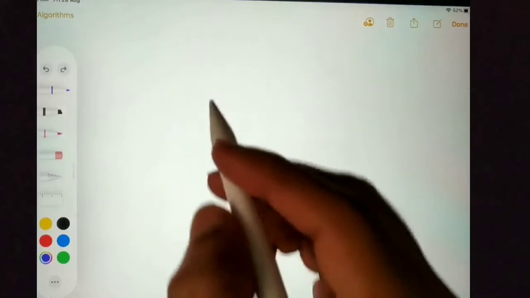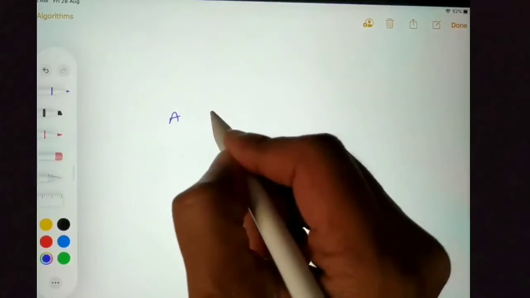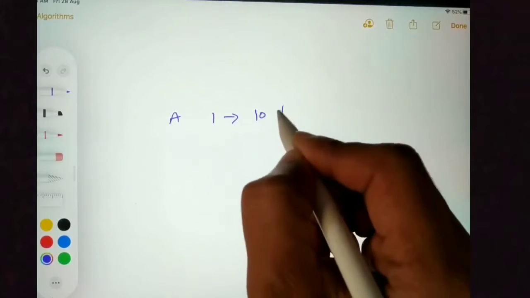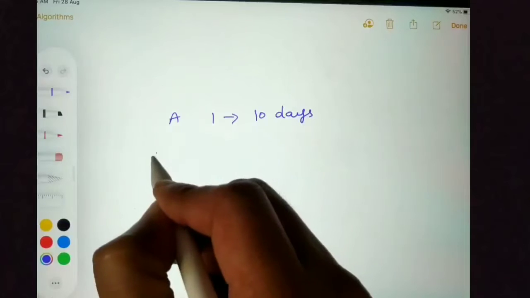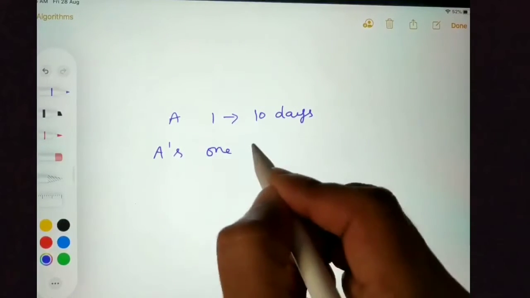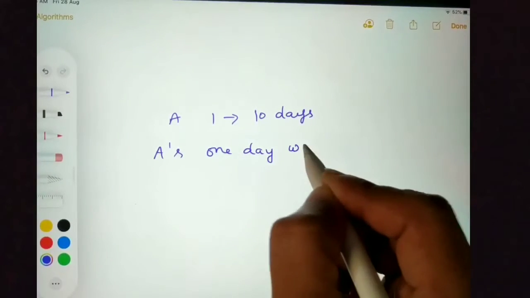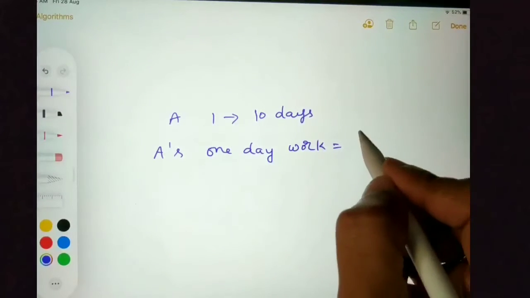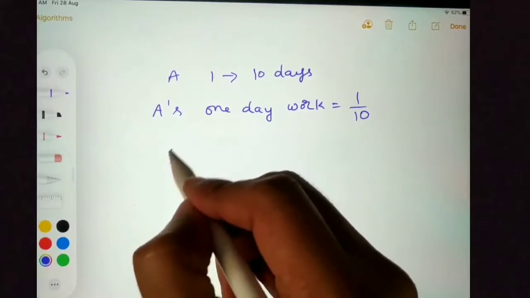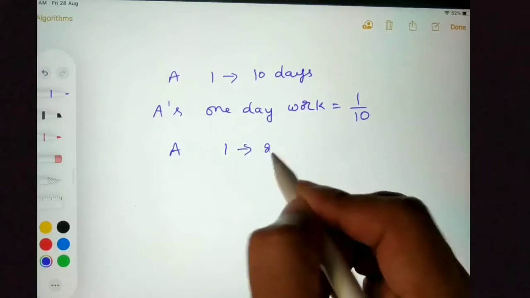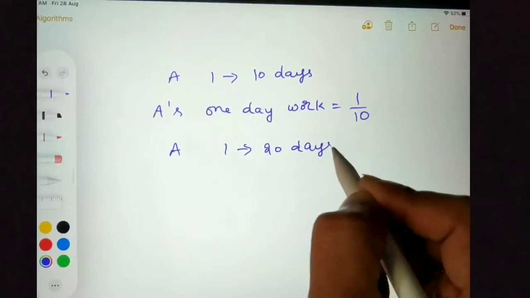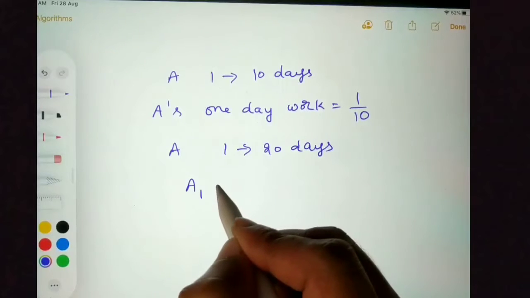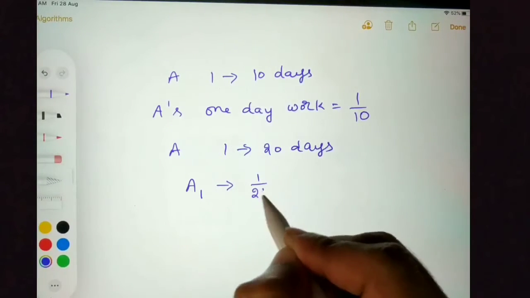Now we will discuss problems related to time and work. Before going into actual problems, we need to know a few things. For example, if A can complete a task in 10 days, A's 1 day work will be equal to 1 by 10. If A can complete a task in 20 days, then A's 1 day's work will be 1 by 20.